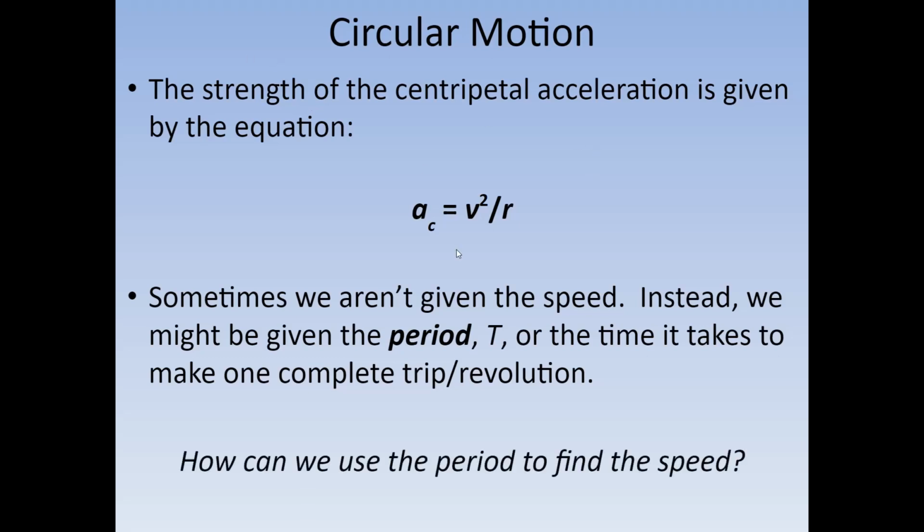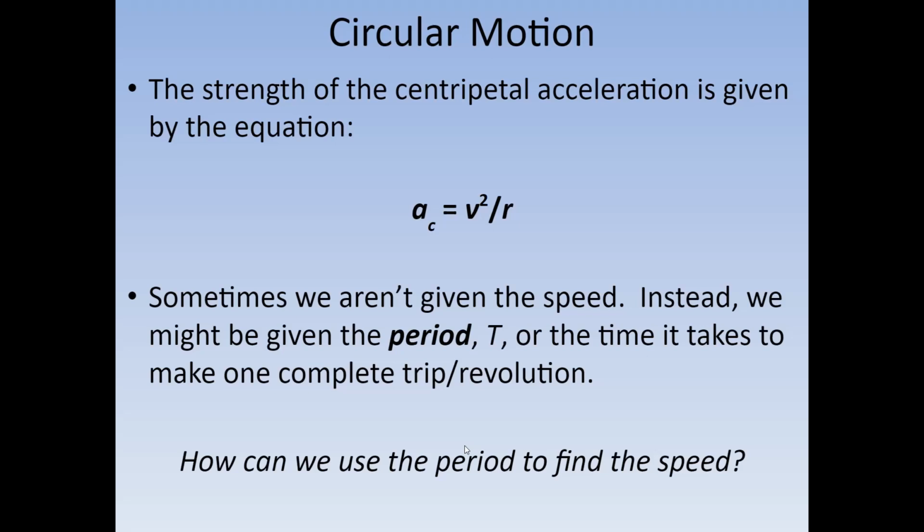The period, if you don't remember from previous courses, is the time it takes for the object to make one full circle or revolution around. So how can we use this period to find the speed? Well, by definition, the period is the time it takes to go once around the circle.